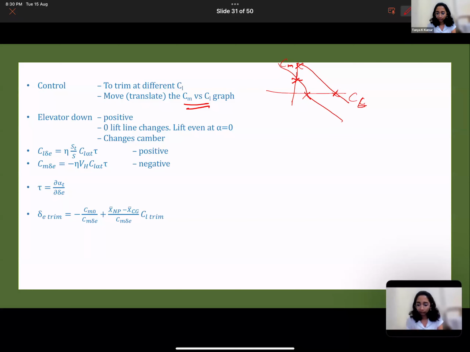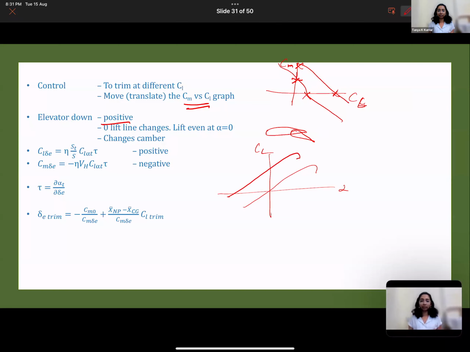Now, this is the convention: elevator down is positive. What happens is that the zero lift line changes. Initially your tail is like this, and when I deflect the elevator down, it becomes somewhat like a cambered airfoil. How is a symmetric airfoil different from a cambered airfoil? Your zero lift line changes. So this is your CL versus alpha for symmetric, and when I deflect the elevator down, it becomes like this. It does not change any slope.